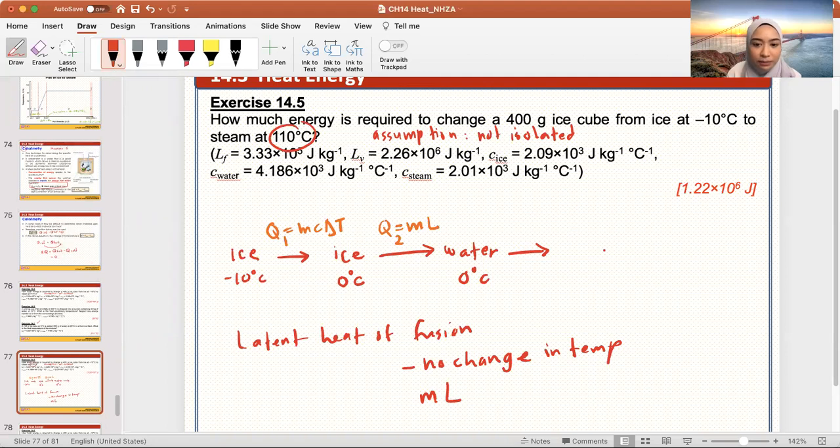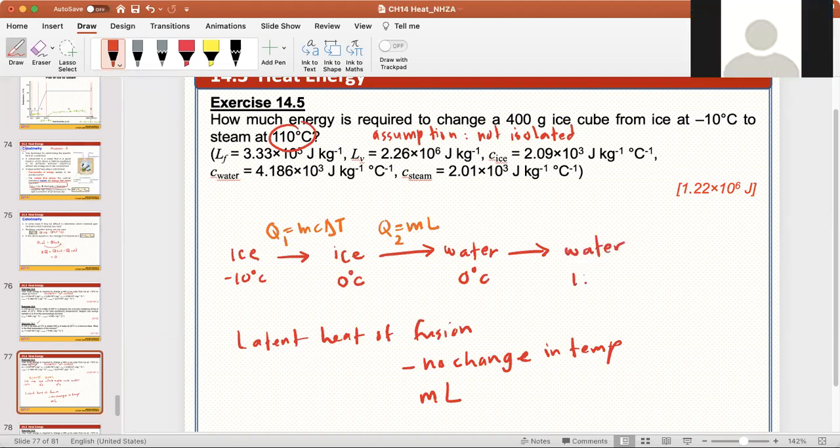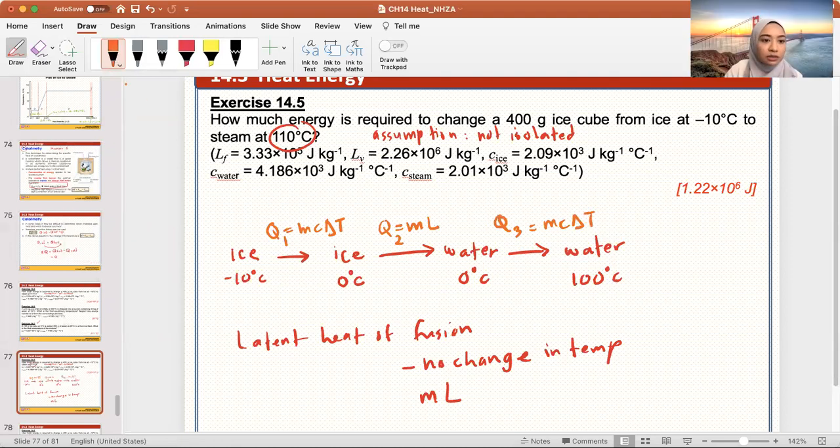Someone said increase the temperature. Someone said latent heat. What's the right answer, guys? Increase the temperature. Yes. To what degree Celsius? 100 degrees. Yes. So this guy, the equation is Q equals to MC delta T. Okay, you guys are getting it. That's good.